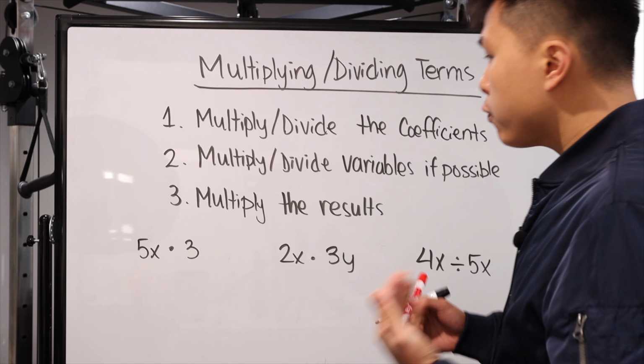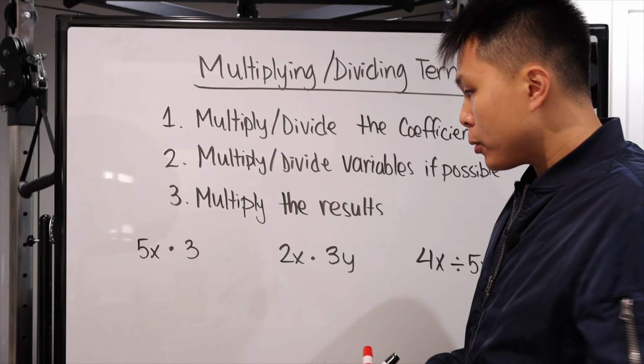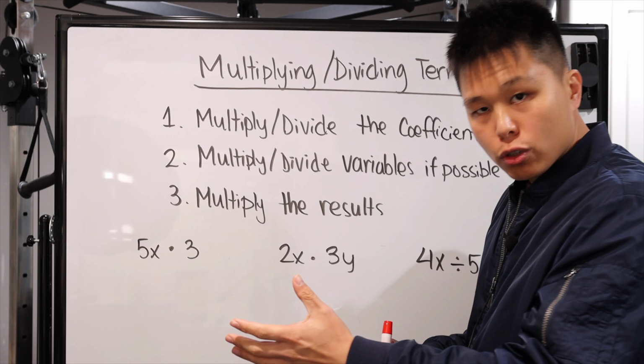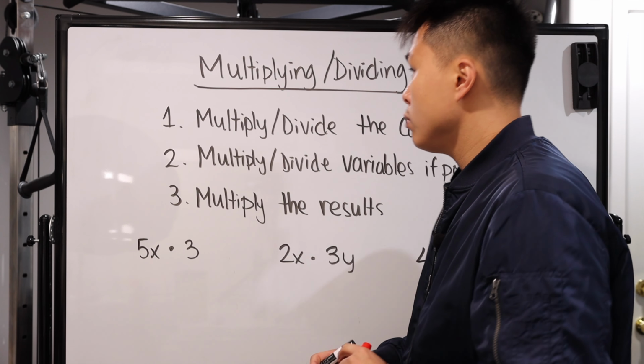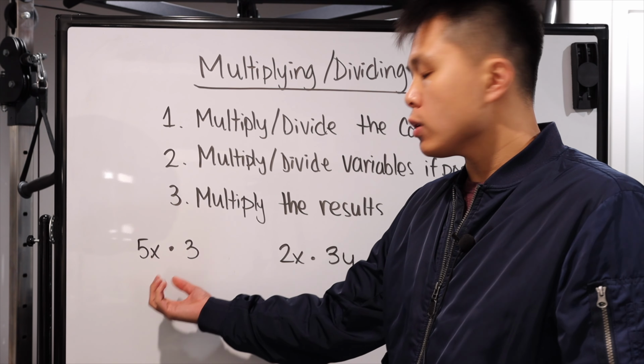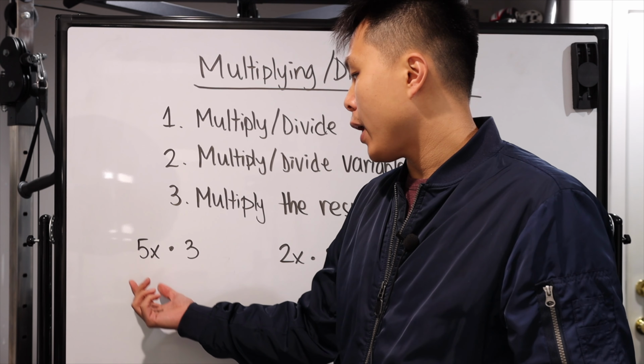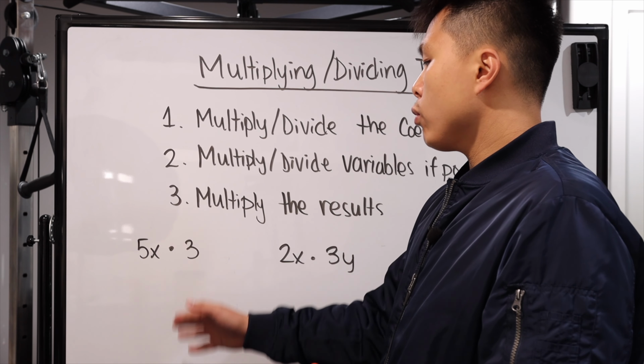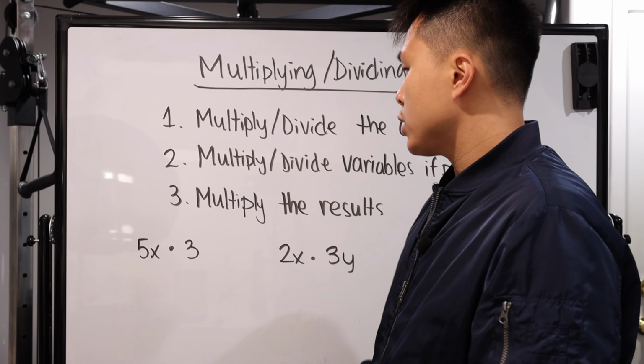All right, so let's start off with these 3 examples. Hopefully it will clarify some of the potential scenarios that you will see when multiplying and dividing terms. The first one's fairly simple. You have a number multiplying by a term, a number and a variable. So the way it works is fairly simple. You're just going to multiply the numbers together.